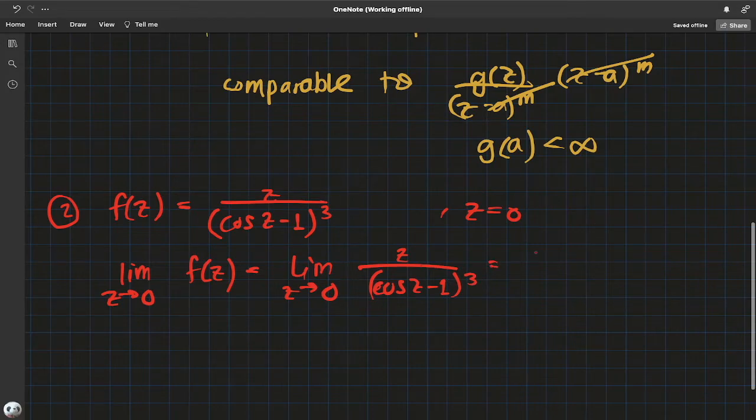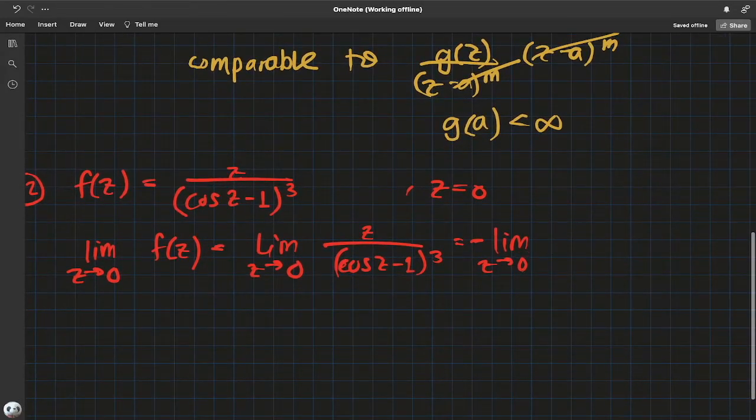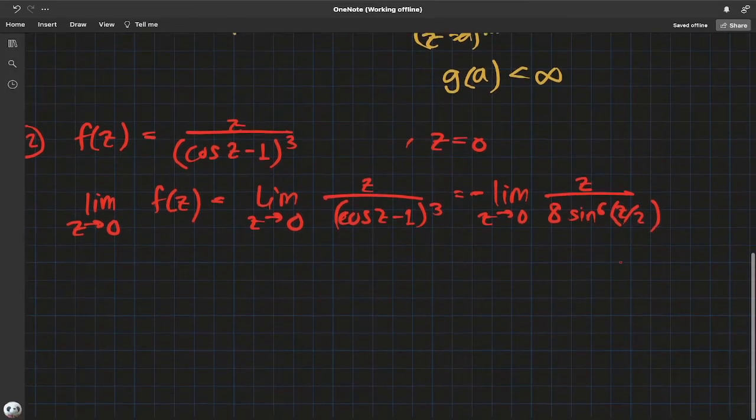This is a similar example to the one before. We can use similar properties in the denominator. Instead of cosine z minus 1, we have negative 2 sine squared of z by 2. So 2 cubed is 8 because we have a cube outside. Sine squared cubed is sine to the 6th of z by 2.